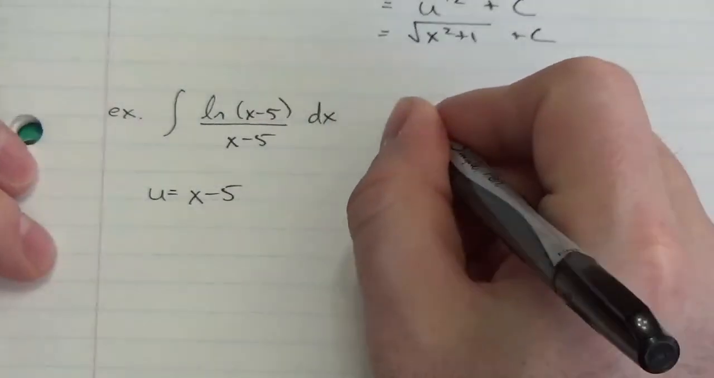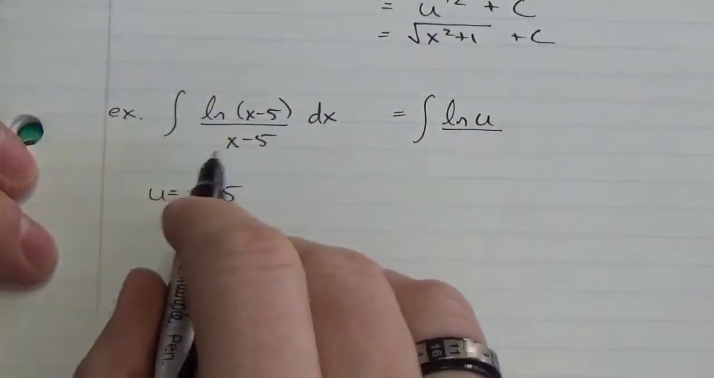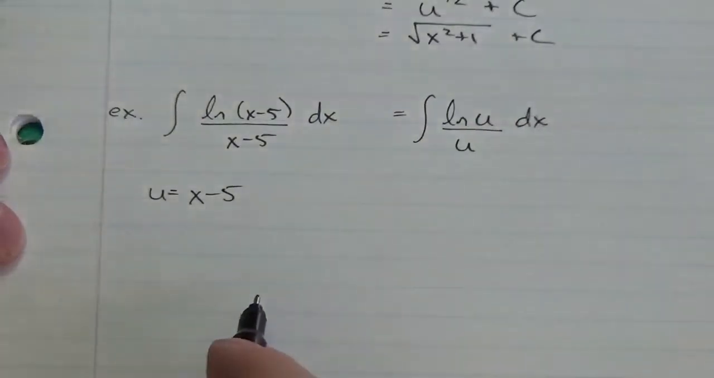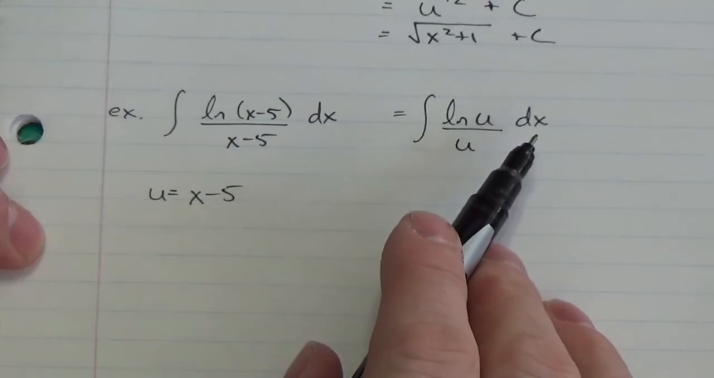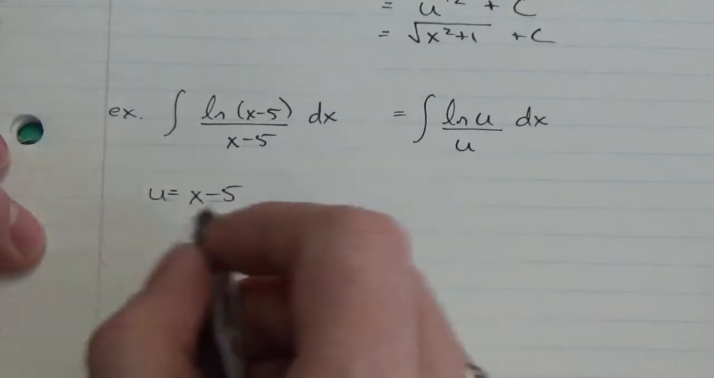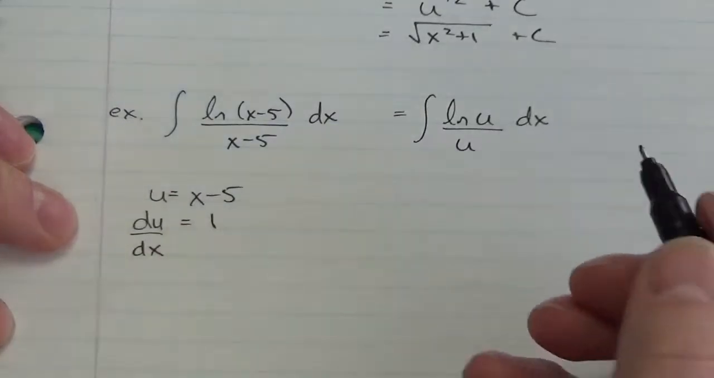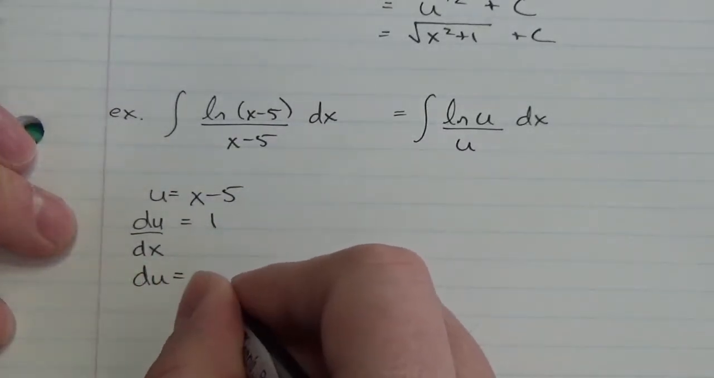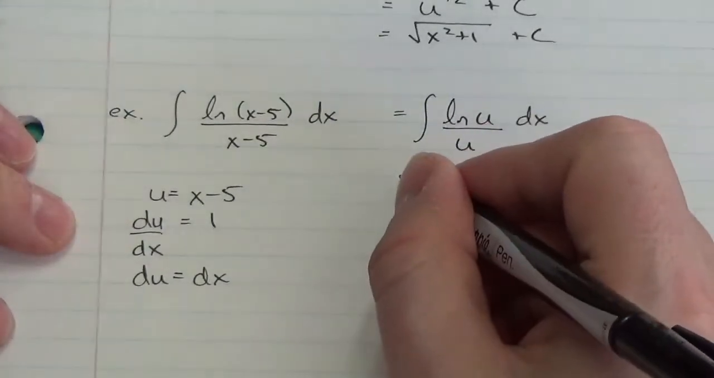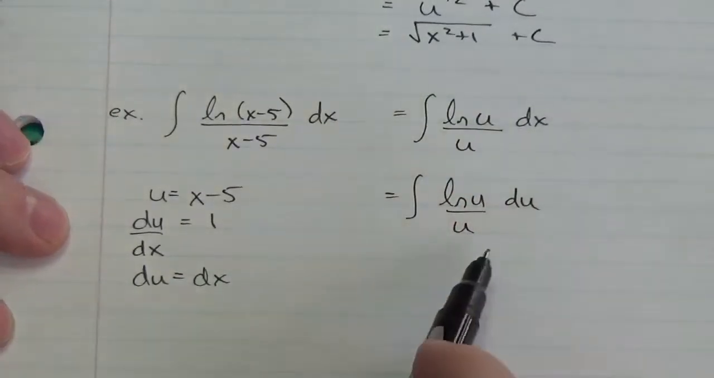And so when I make that substitution, I come over here, and I will get the natural log of u, and then notice it's x minus 5 in the denominator, over u dx. Now, my independent variable is still x here, and I want it to be u. So I'm going to take the derivative over here. That'll be du by dx, and interestingly enough, that just becomes 1. So we know that we can simply make this immediate substitution. I can replace dx with du, and so this becomes the integral of the natural log of u over u du.